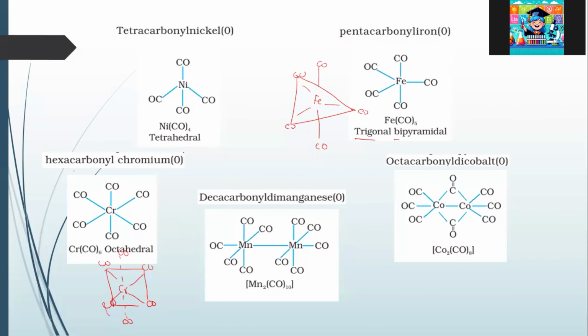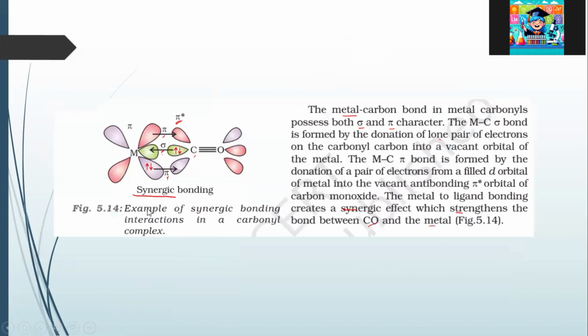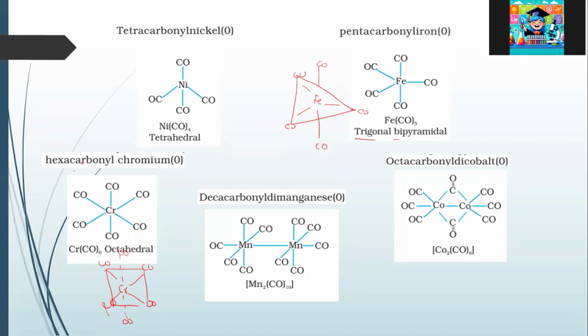Now coming to the next representative molecule, that is decacarbonyl dimanganese 0. Decacarbonyl means deca means 10. There are 10 carbonyls and dimanganese, 2 manganese are there. So this is like 2 square pyramids connected by a manganese single bond.